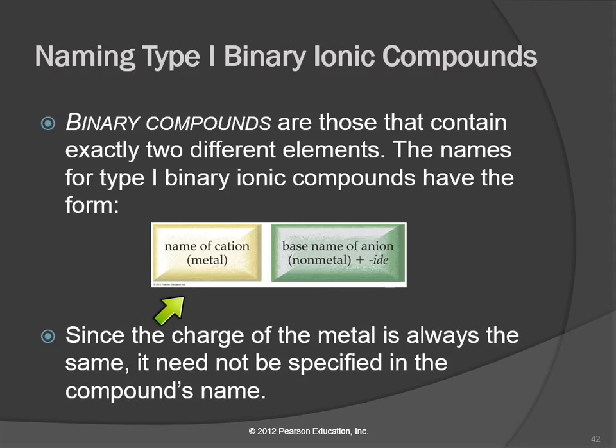And so when we name these guys, we give the name of the cation first, and then the name of the anion. The name of the anion changes the ending of its name to "ide," and the name of the metal cation is just the name of the element. So I think of metals as being masculine and nonmetals as being feminine. And so the metal always comes first. Why? Because that's the way we do it.